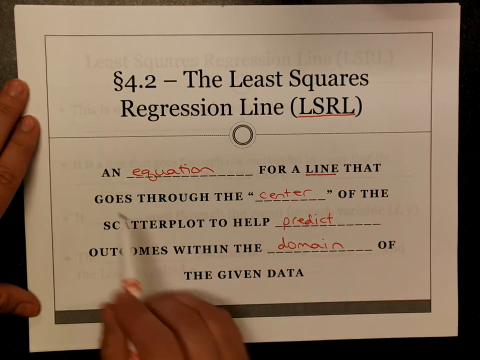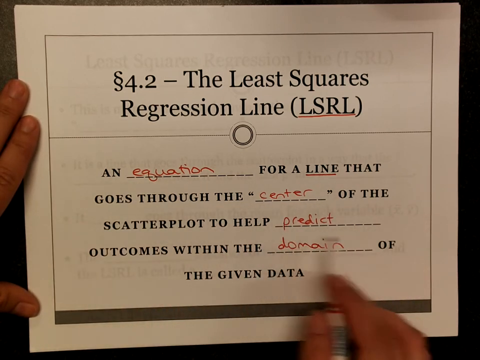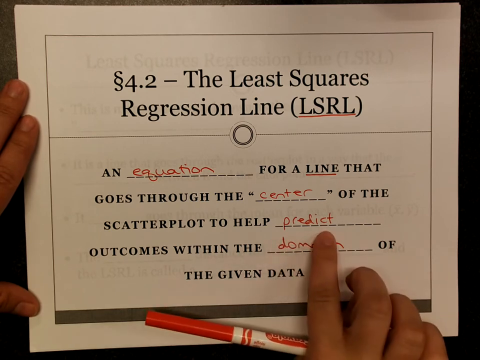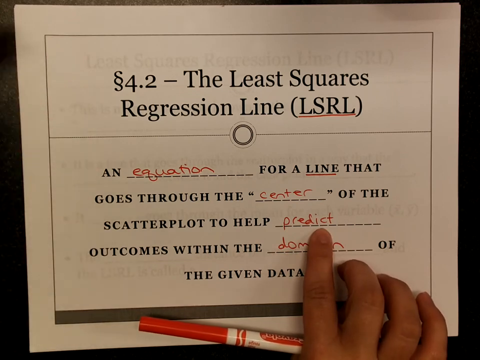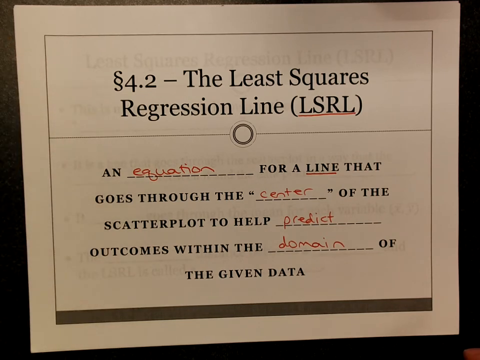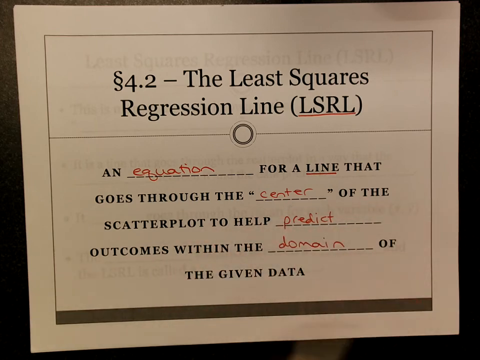So it's kind of a long sentence. An equation for a line that goes through the center of the scatter plot to help us predict outcomes within the domain of the given data. This is a very powerful line. Some places call it the predictor line because we're going to make predictions and projections off of this. Businesses use this all the time to help them anticipate what's going to happen down the line or anticipate where something started. So it's a very powerful tool given a scatter plot. Given two variables that you're trying to compare, we use this regression line to help us make predictions.